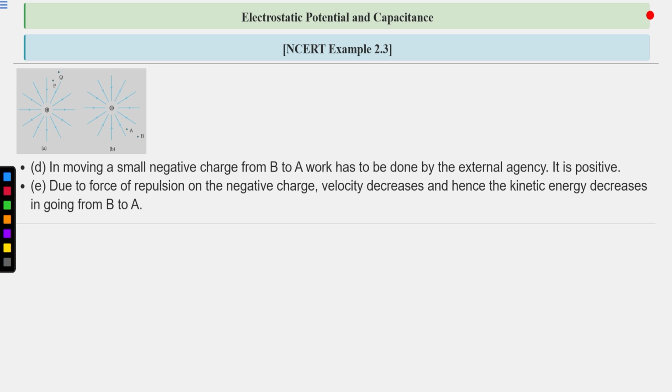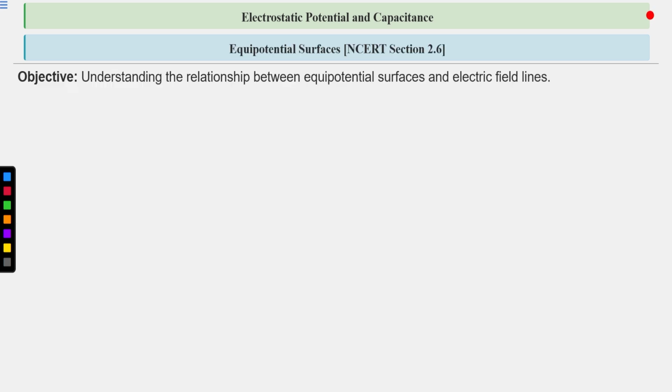So these are the examples. Now the very important topic, that is equipotential surfaces. So what are equipotential surfaces here? By the name, equipotential means the potential should be equal. Surfaces. Equipotential surfaces: surfaces at which the potential remains the same.